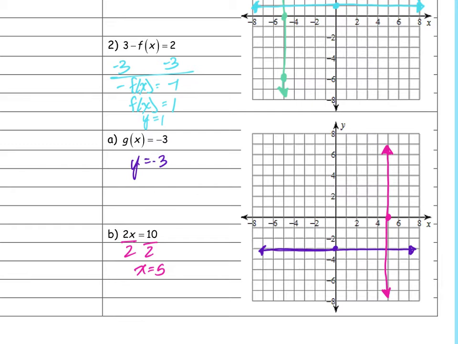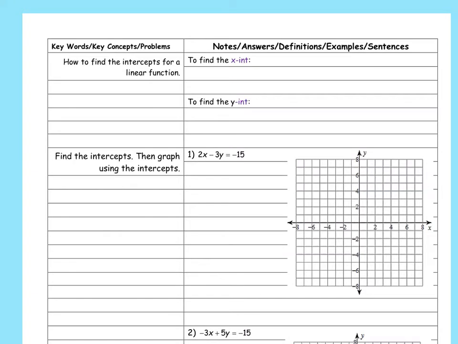Okay, so next page, here we go. So we're going to talk about now how to graph finding intercepts.